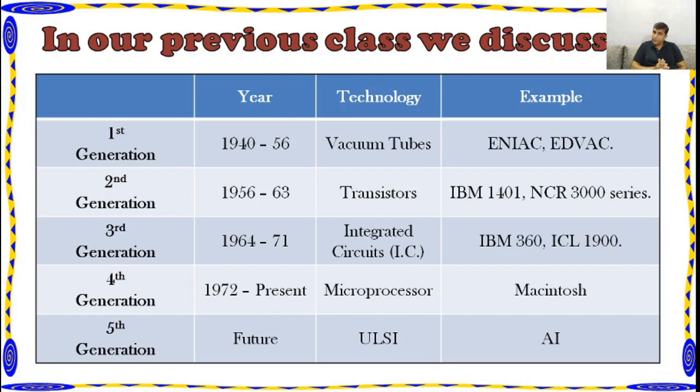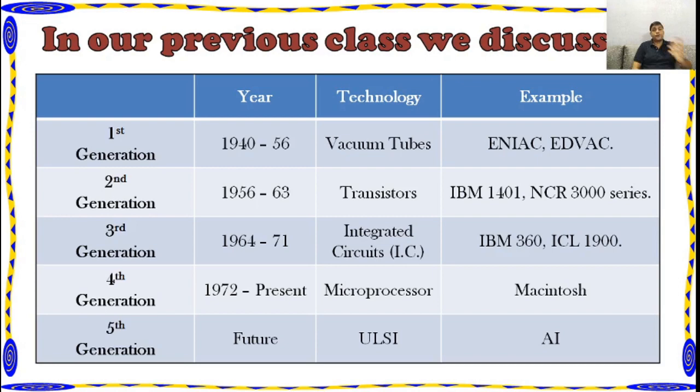Third generation computers, 1964 to 1971, integrated circuits, IC, also known as computer chips. They were the special thing that made the difference when we moved from the second to the third. And the examples are, of course, given in your book also. The same examples are given in this table.